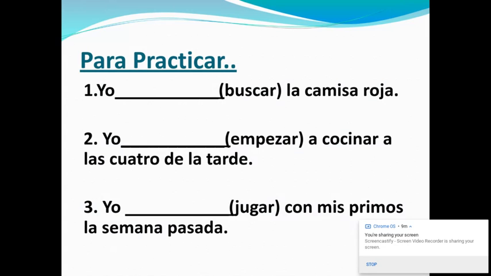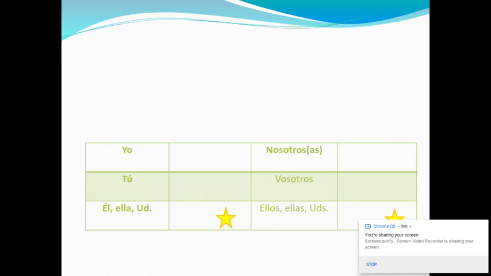It doesn't happen. So if we go to the practice, yo busqué la camisa roja. I looked for or searched for the red shirt. Yo empecé a cocinar a las 4 de la tarde. I started to cook at 4 in the afternoon. And yo jugué con mis primos la semana pasada. I played with my cousins last week.